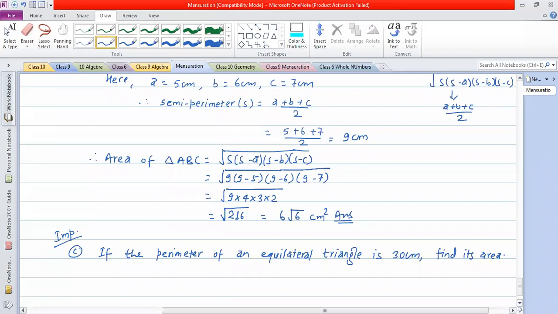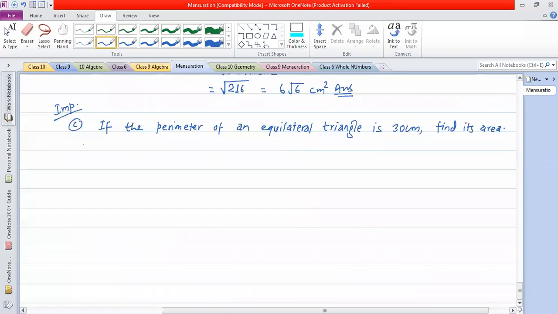So let us solve it now. How to find? So you know, to find area of equilateral triangle, we require its side, isn't it? But the side is not given. What is given in place of side? We are given perimeter. So let's start from the perimeter to find side at first, okay?